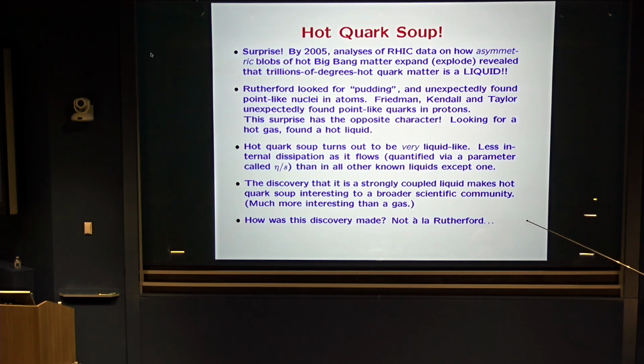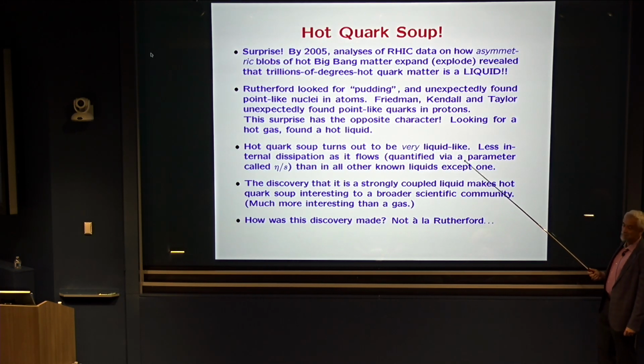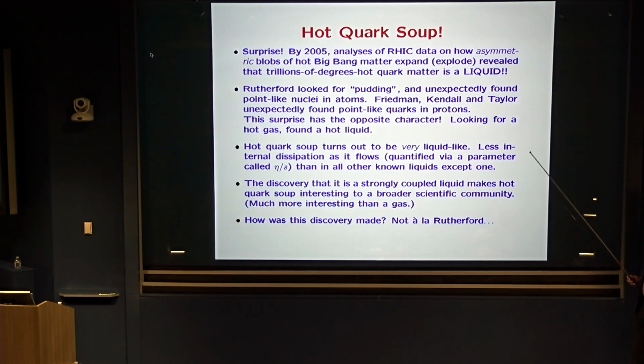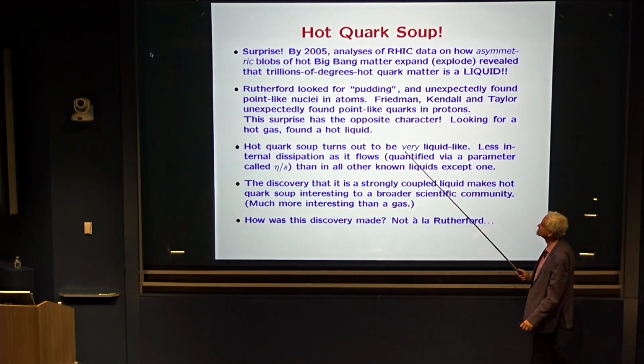We got a big surprise in the early 2000s because people were expecting that gas. It was called a plasma. They were expecting a gas of quarks and gluons, and that's not what they found. They found a liquid. And so I want to explain how this liquid was found. How can you tell by looking at debris like this that what you have is a liquid? I'm going to try and explain that.